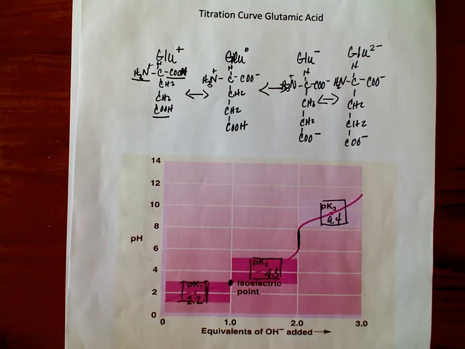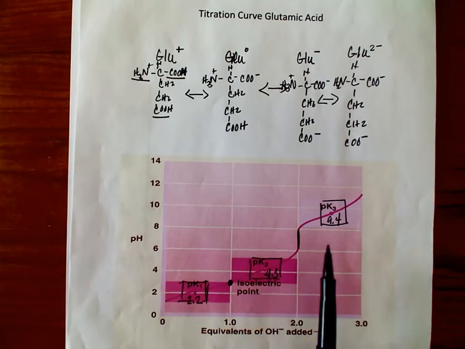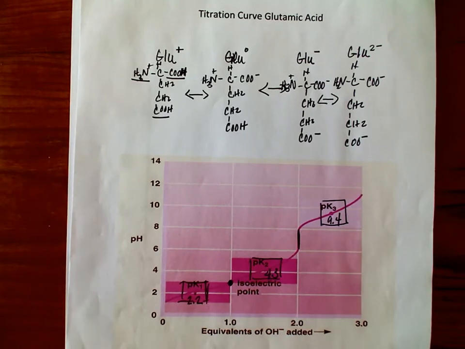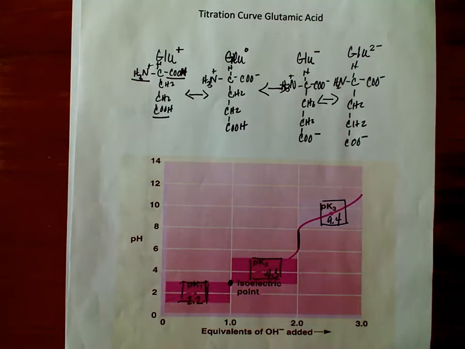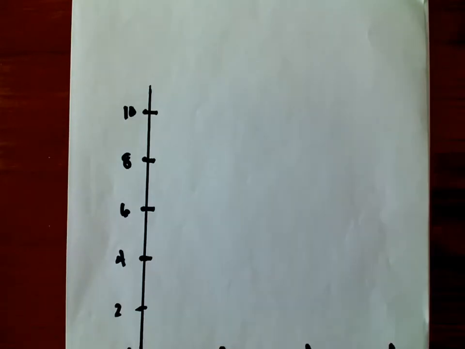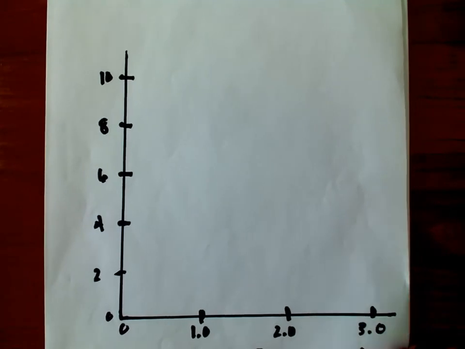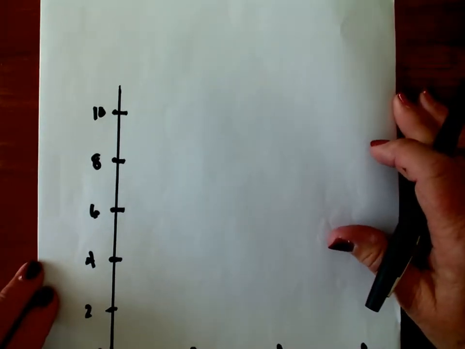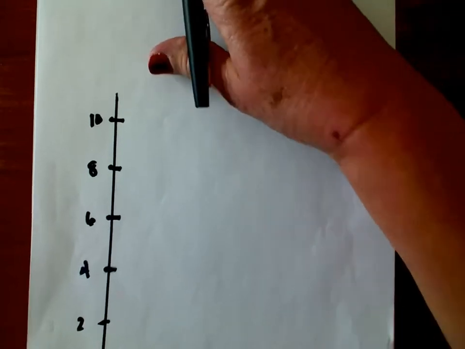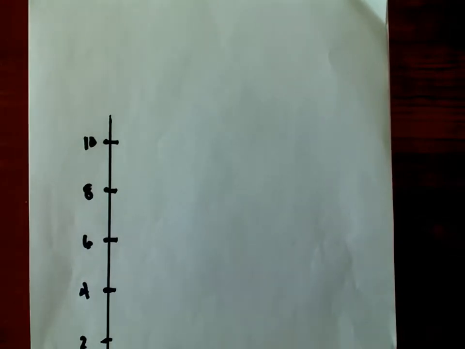So you need to be able to draw these curves and or label them, identify where the pKs are occurring, where the isoelectric point is. So let's take a look now at the titration curve of lysine. And I've got the graph here, but let's first draw the representations of the different charge states.